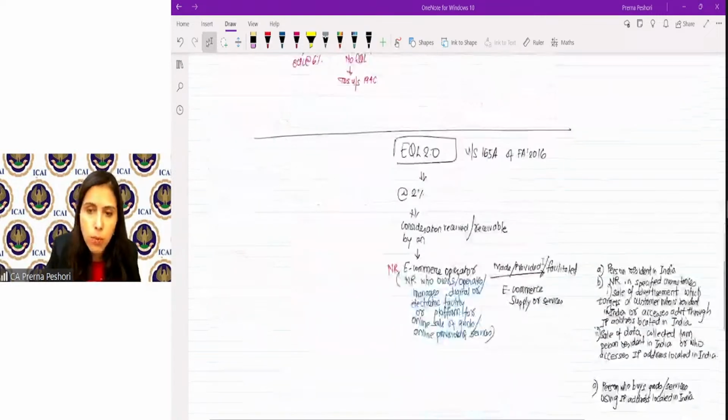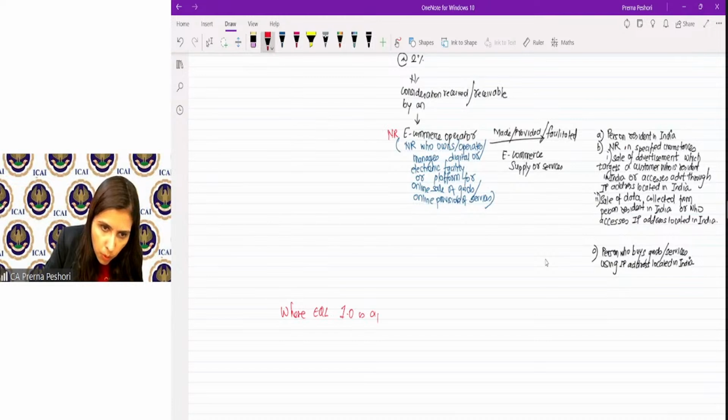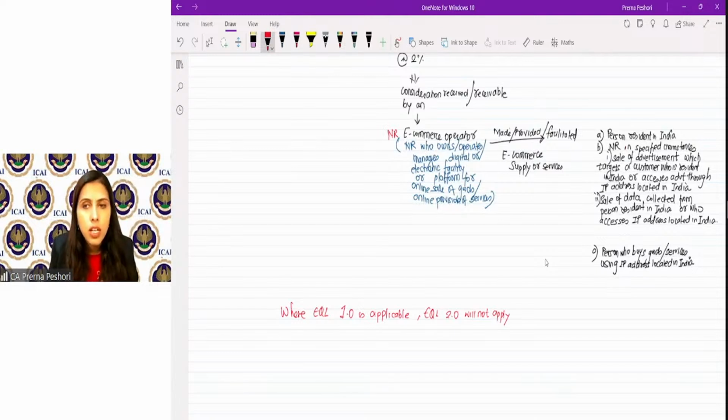So you can write down over here: where EQL 1.0 is applicable, EQL 2.0 will not apply. Okay. So 2.0 will apply where 1.0 is not applicable.